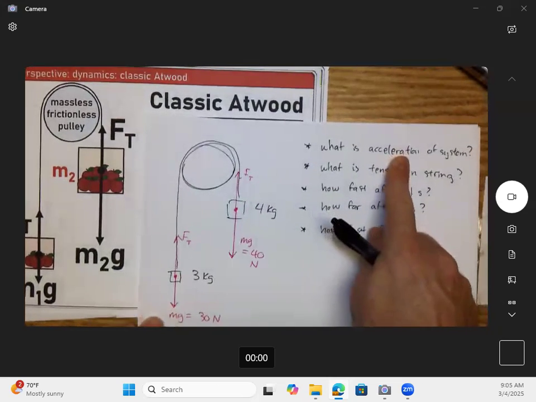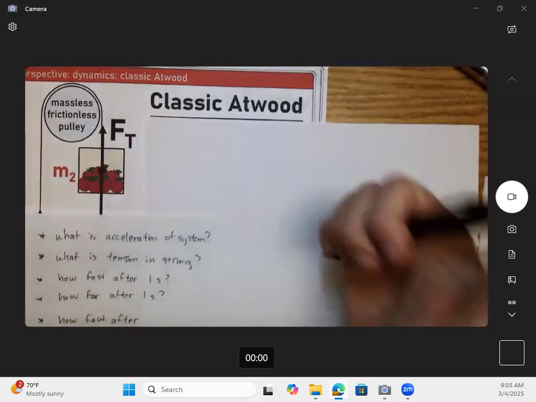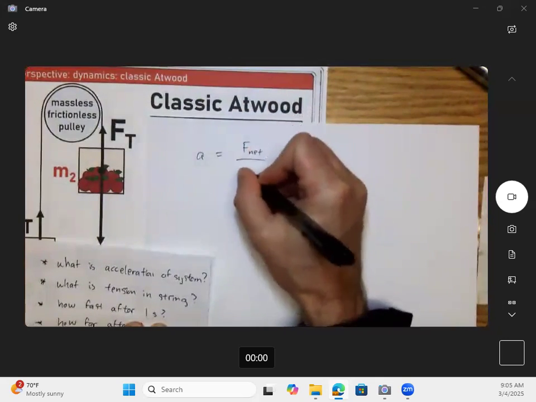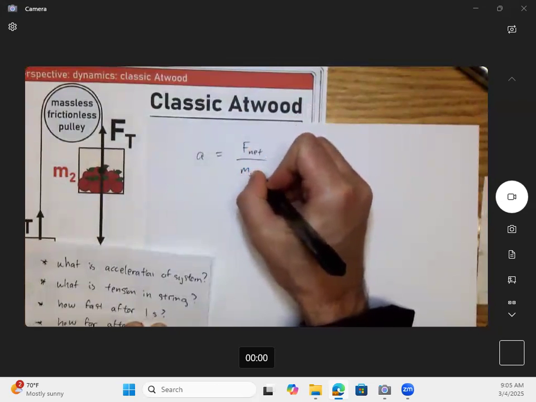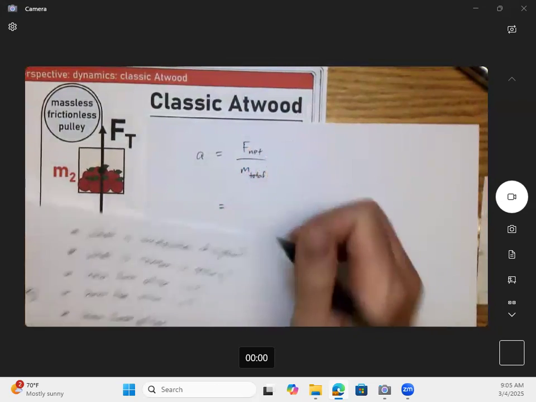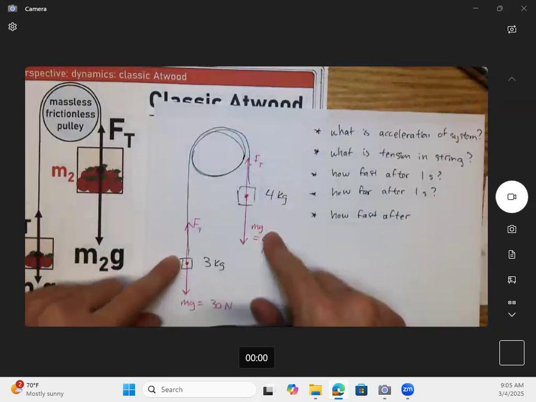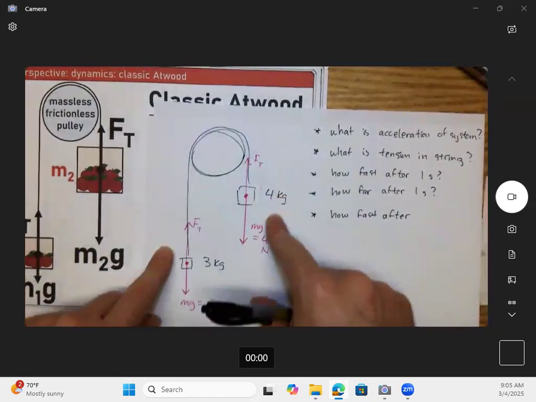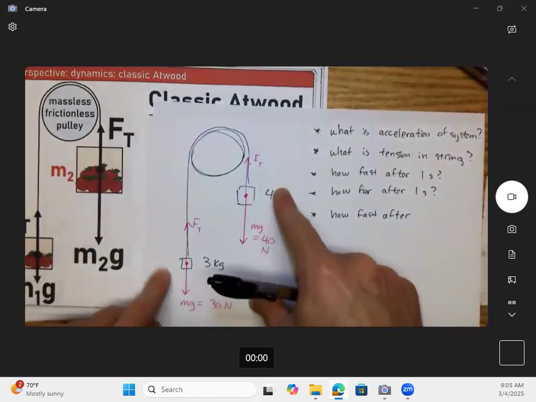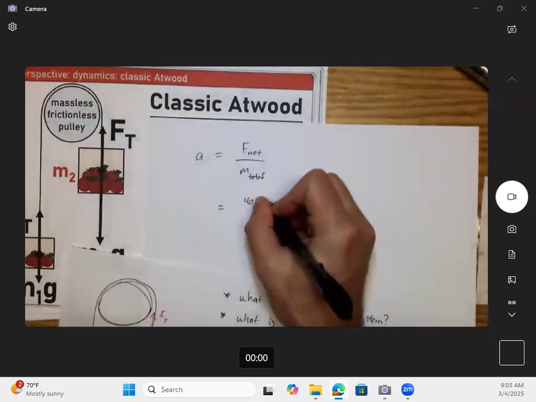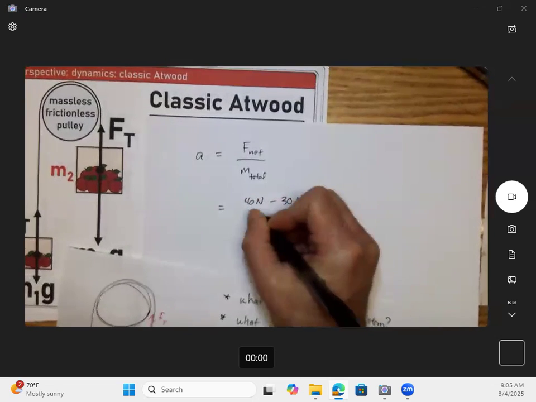Oh, whoops, we never got the acceleration first. So let's do this over here. So acceleration is net force on total mass. That's Newton's second law of motion. And no, I'm doing this from a whole system point of view. Right, so the whole system point of view, left versus right, what is the net force? 10 newtons. Yeah, because it's 40 minus 30 is 10 newtons.